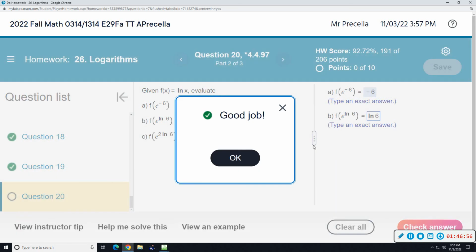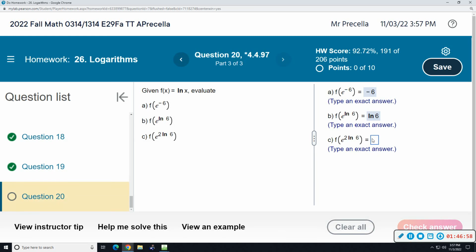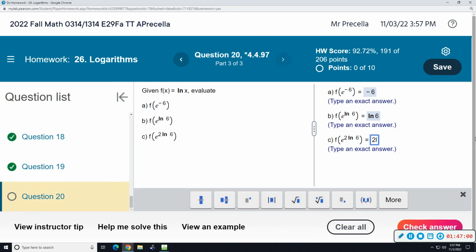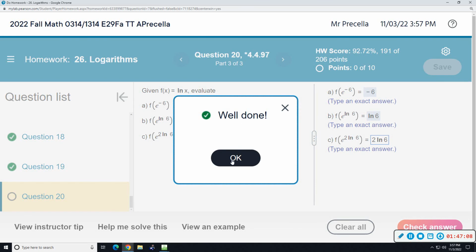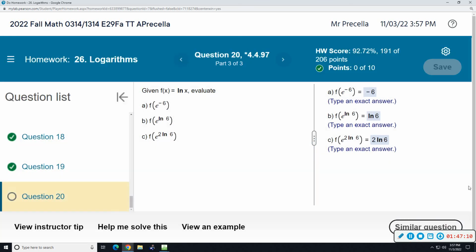Again, don't hit capital I. You may not be doing this assignment for weeks if you've gotten a little behind, but this assignment isn't due for quite a while. But you notice it took the 2 ln 6. But it would have taken ln 36 also.